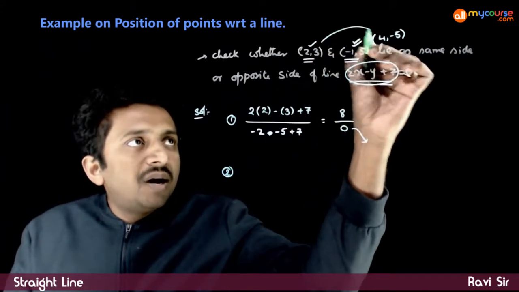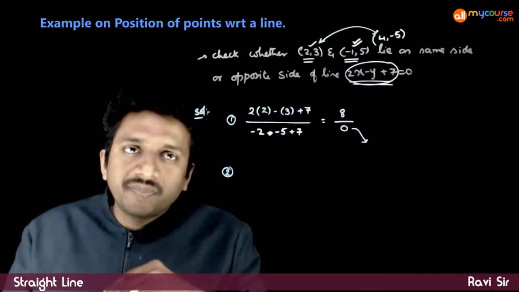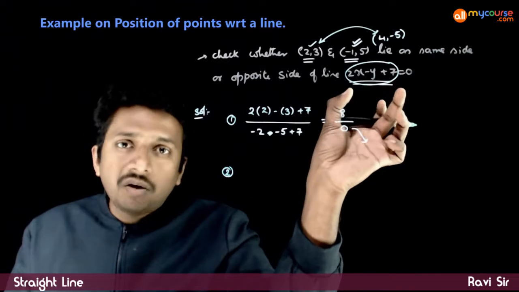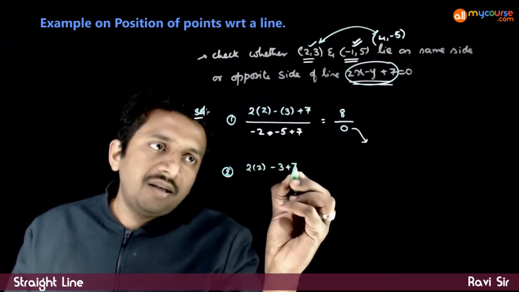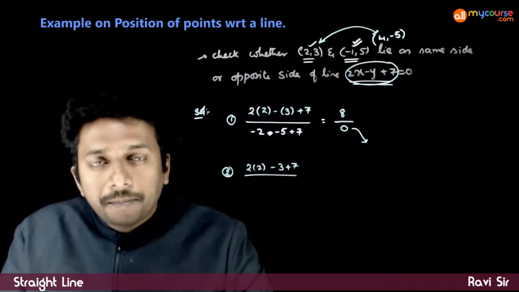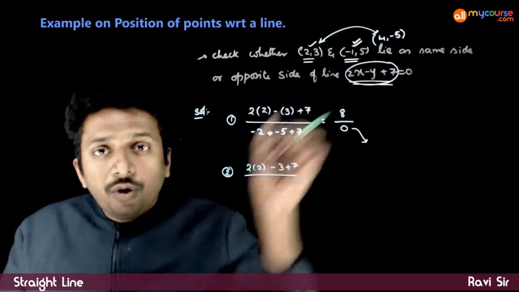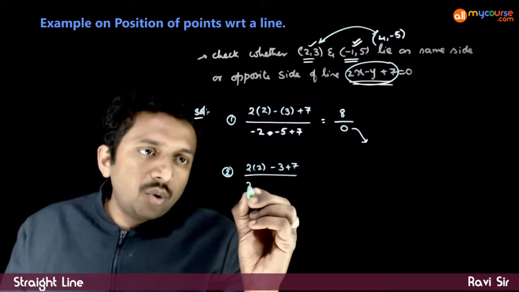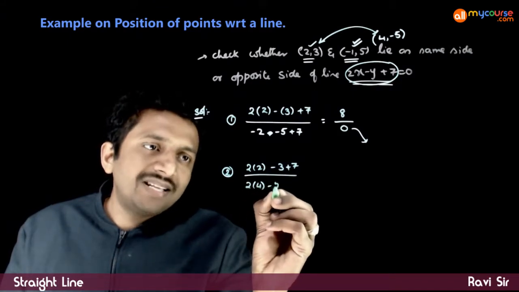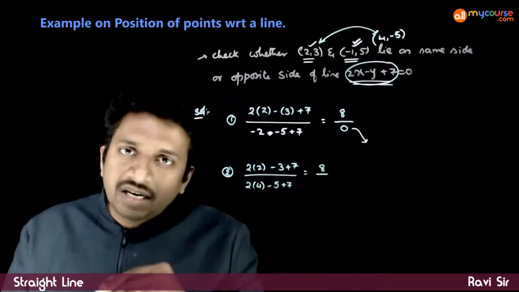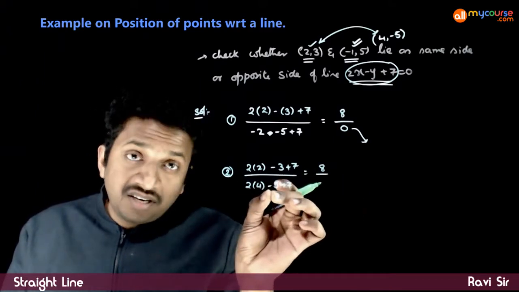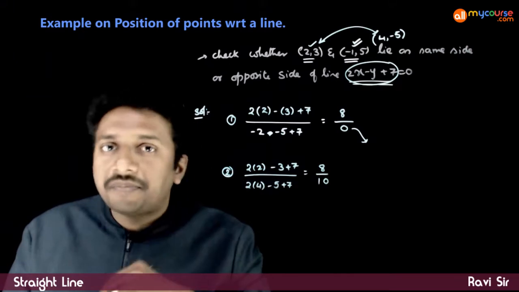So what can you say about these 2 points? If you substitute (2, 3) on this line, you already got the answer: (2 × 2) - 3 + 7, divided by. Now if you substitute (4, -5), so (2 × 4) - 5 + 7. That is equal to 8 divided by 8 - 5, which is 3, plus 7, which is 10.